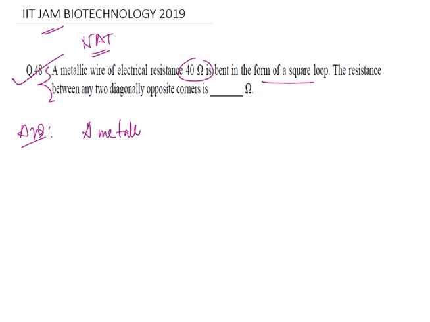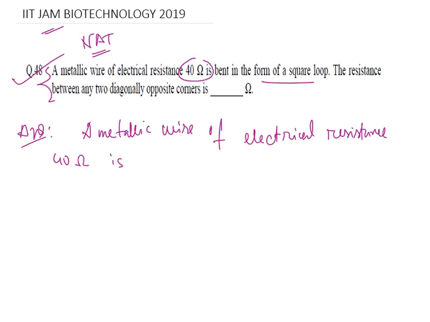A metallic wire of electrical resistance 40 ohm is bent in the form of a square loop. And the picture of this is shown below.